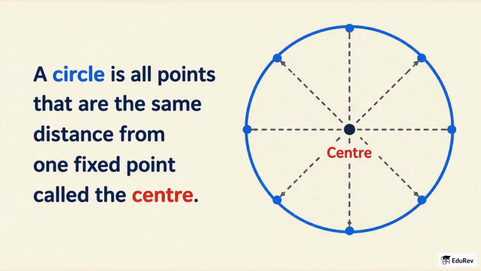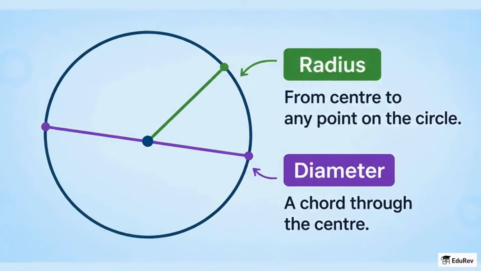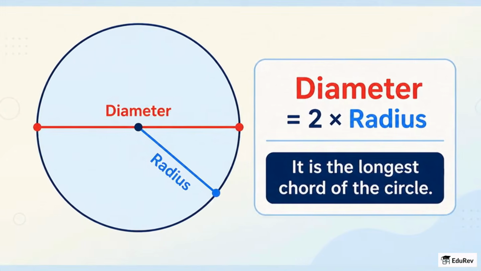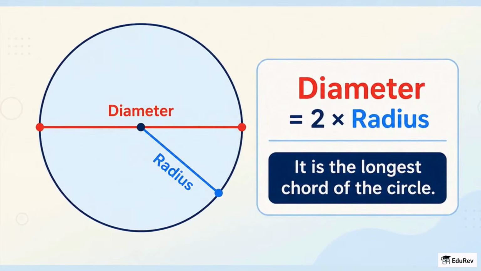A circle is all points on a flat surface that are the same distance from one fixed point called the center. The distance from the center to any point on the circle is the radius, and a diameter is a chord that goes through the center. Remember, diameter equals 2 times the radius, so it is the longest chord of the circle.